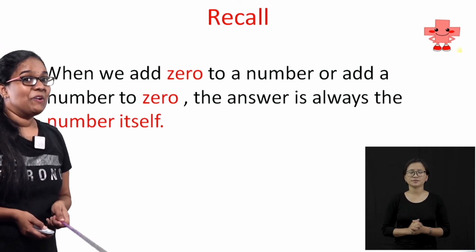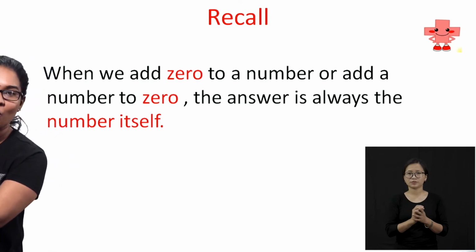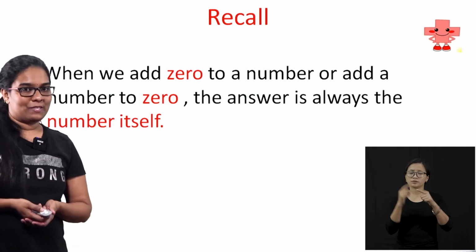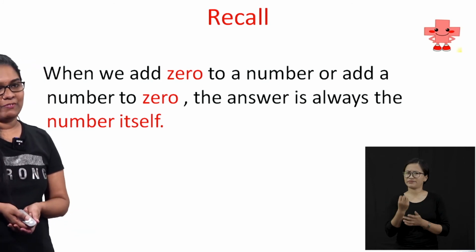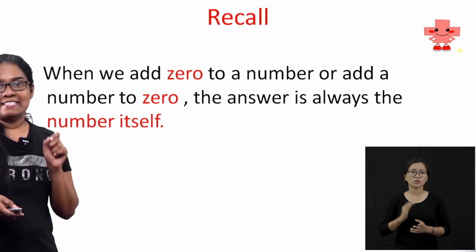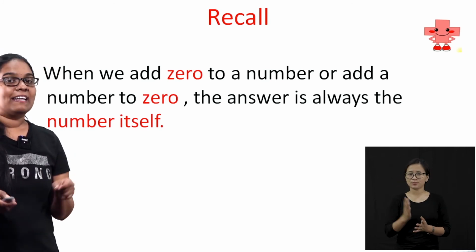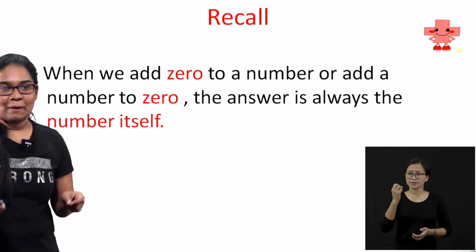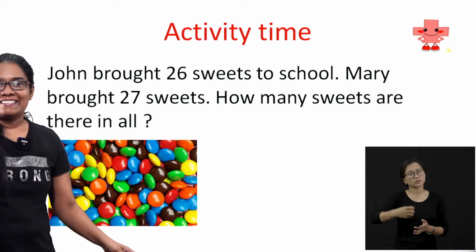Okay, then recall one thing. When we add 0 to a number or add a number to 0, the answer is always the number itself. I repeat. When we add 0 to a number or add a number to 0, the answer is always the number itself. Then this is our activity time.